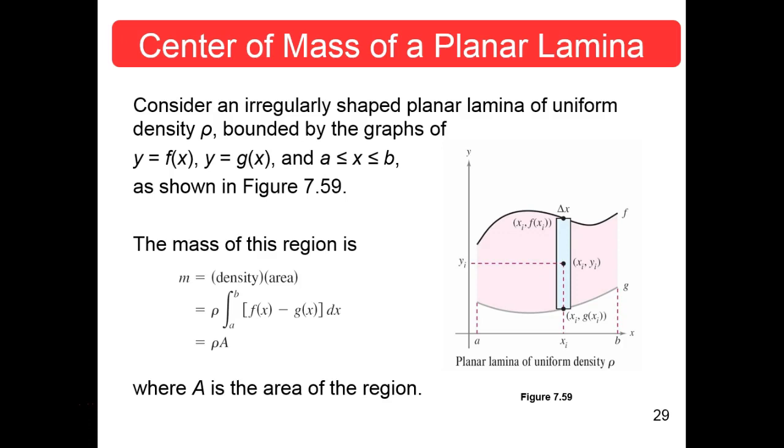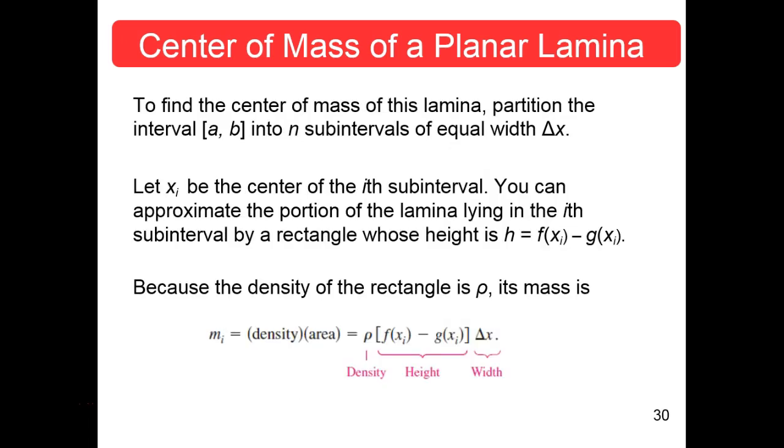The center of that strip, which is the center of mass of this strip too, by the way. Okay? Let x sub i be the center of the ith subinterval. You can approximate the portion of the lamina lying in the ith subinterval by a rectangle whose height is h, which is f of x sub i minus g of x sub i.